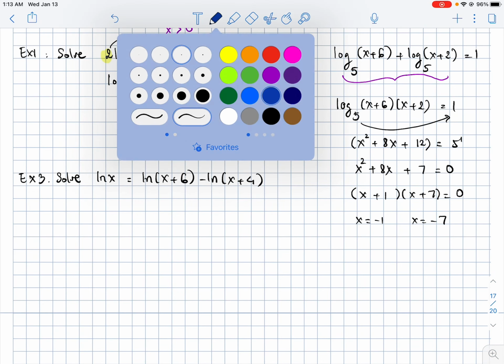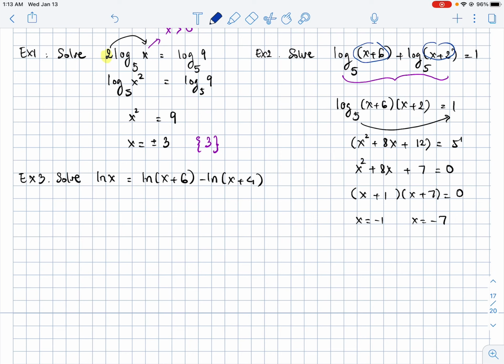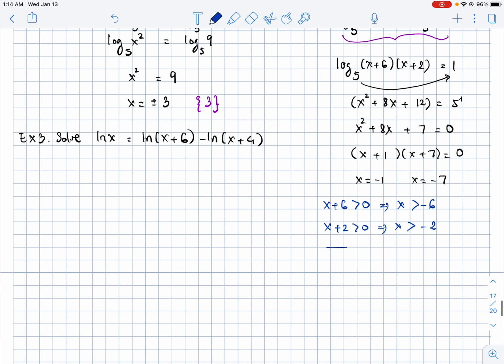Now we find the domain of each log. The first one we have x plus 6 greater than 0, and the second one we have x plus 2 greater than 0. That means the first one gives x greater than negative 6. The second one gives x greater than negative 2. We draw the number line. Negative 6 is smaller, negative 2 is bigger. Both of them are on the right side of negative 2 and negative 6.